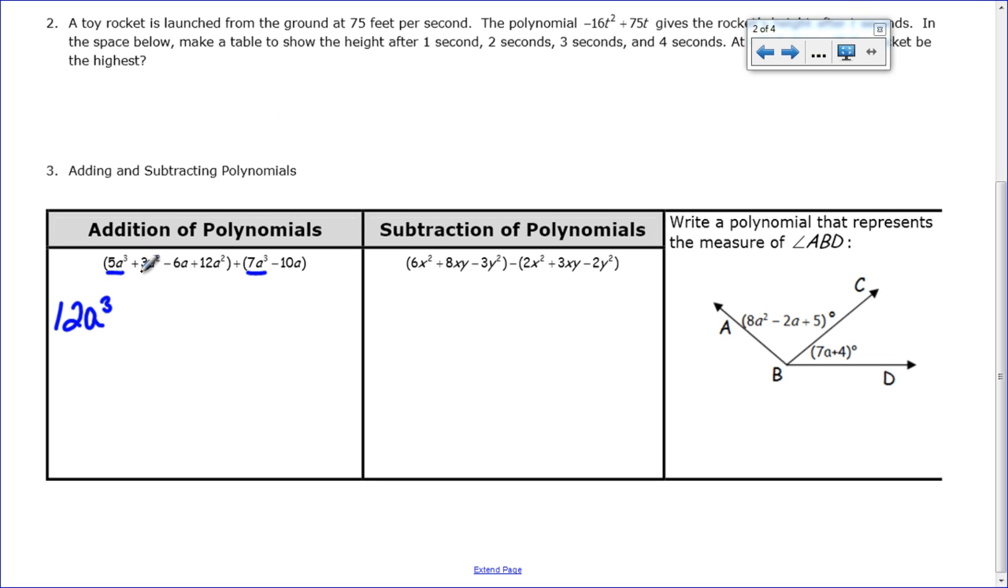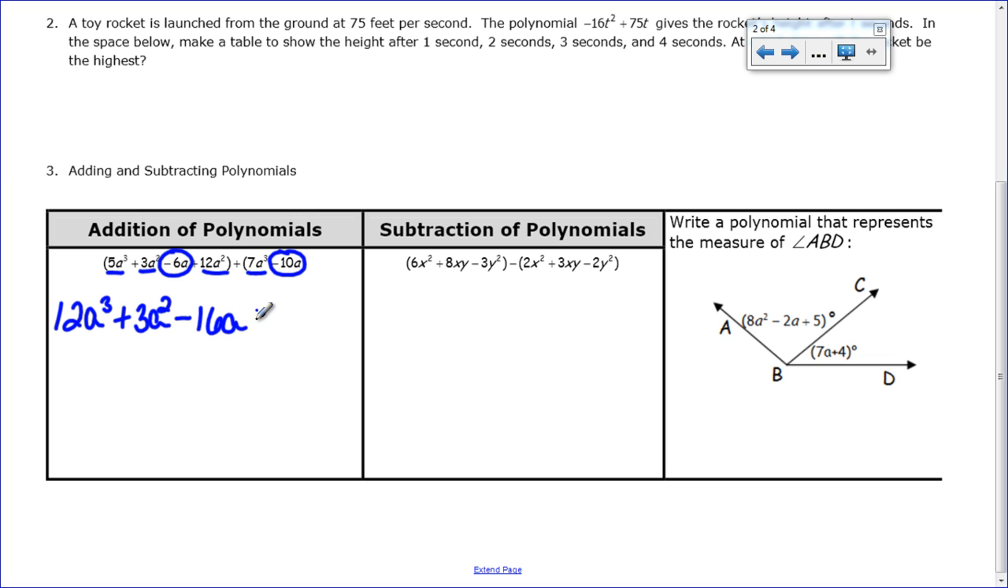So now my next term is this 3a squared. And you see in my other set of parentheses after the addition sign, there is no a squared to add to that. So I'm just going to bring it down, plus 3a squared. And then I have this minus 6a plus this minus 10a. So I have negative 6a plus negative 10a. And if you need to check this on your calculator, feel free. But when I do negative 6 plus negative 10, that makes negative 16a. So I'm going to write it as minus 16.